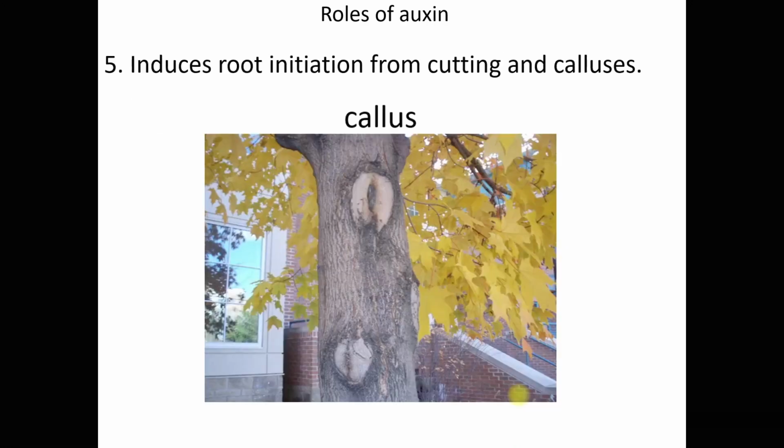Okay, auxin induces root initiation from cuttings and calluses. So this is a callus. Parts of the trees that you chop off or remove become something like this. All right, it hardens. So if you apply auxin to these calluses earlier, when this branch was just chopped off, it will induce growth of new cells, but once it has already formed a callus like this and hardens, it won't.